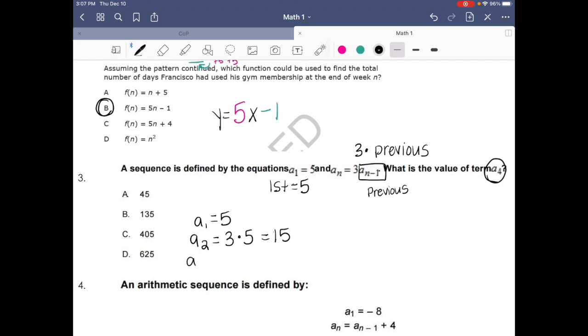So 3 times 5 is 15. Then the third term is going to be 3 times the previous, which is 15. That's going to be 45. And then the 4th term is going to be 3 times 45, which is going to be 135. So the answer is B.